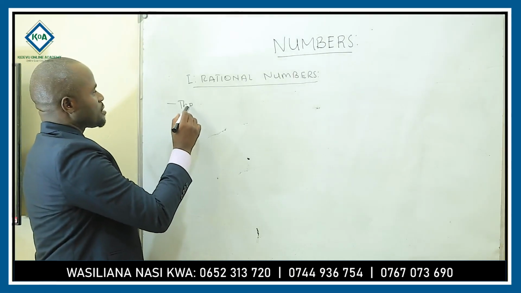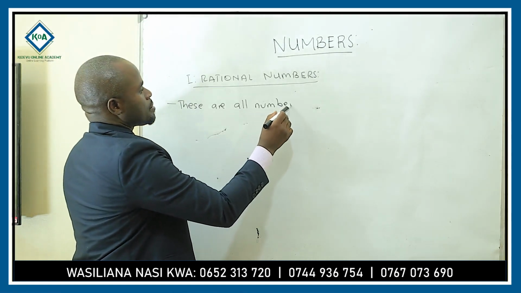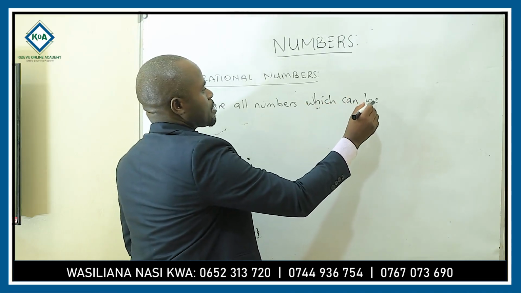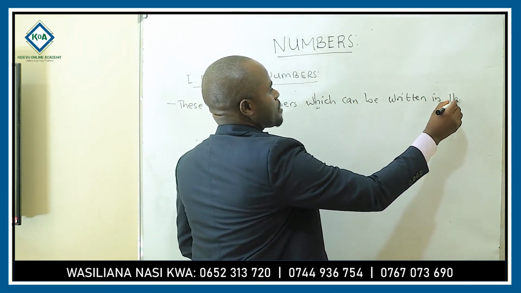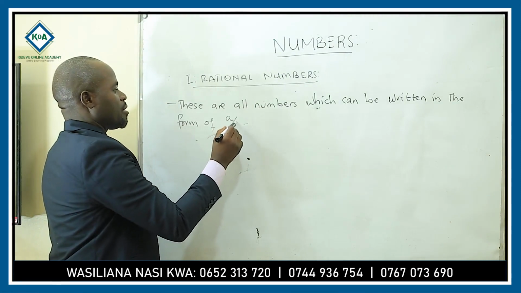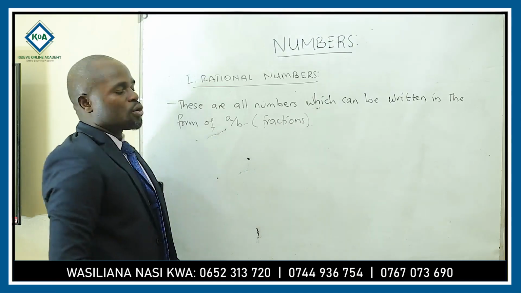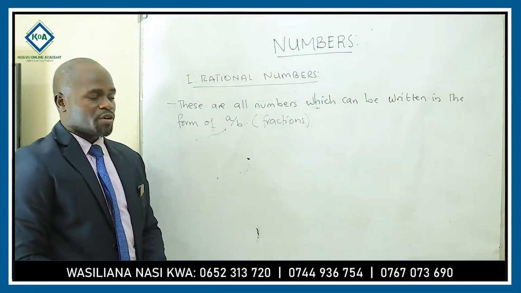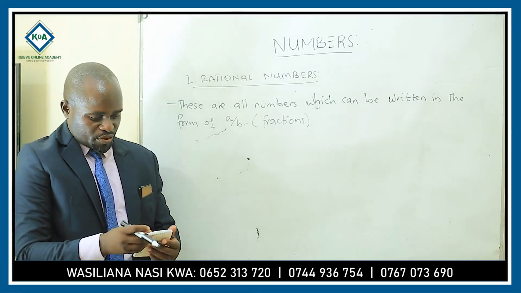So these are all numbers which can be written in the form of A over B. It means fractions. So all numbers which can be written in the fraction form, in the form of A over B, these are called the rational numbers. Yes, these are called the rational numbers.